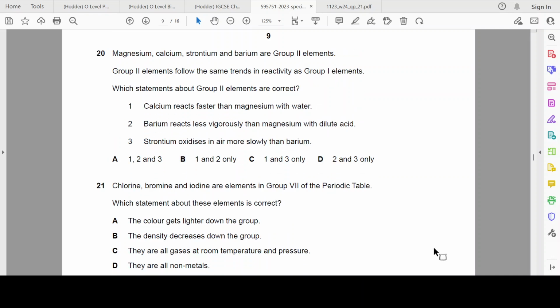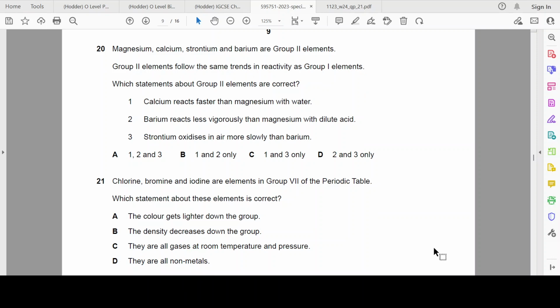All right, 20. Magnesium, calcium, strontium, and barium are group 2 elements. Group 2 elements follow the same trends in reactivity as group 1 elements. Which statement about group 2 elements is correct? Calcium reacts faster than magnesium with water. Barium reacts less vigorously than magnesium with dilute acid. Strontium oxidizes in air more slowly than barium.